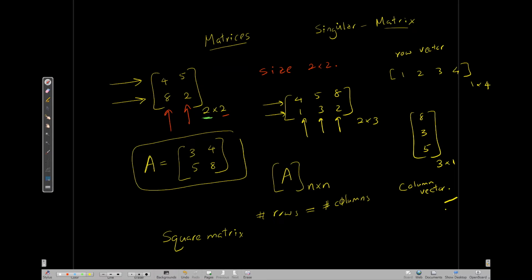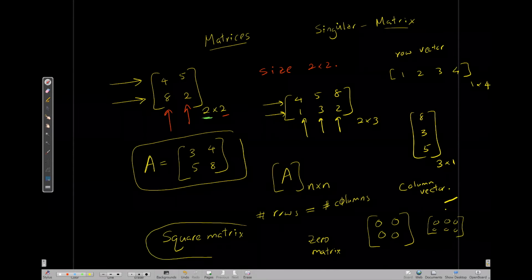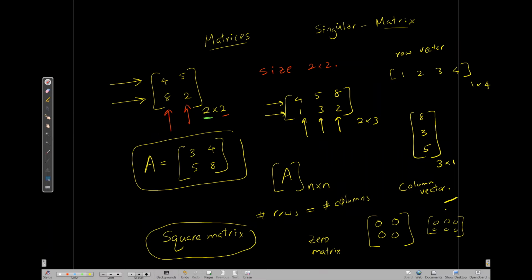Now, there are some special square matrices. Before that, any matrix having entirely zeros, we call it a zero matrix. It can be any size. It doesn't have to be a square matrix. It can be a zero matrix, can be something like this. Now let's talk a little bit more about square matrices.